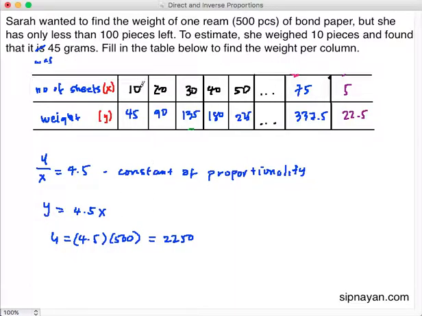Kung napanood nyo yung mga previous videos, para maging 500, i-multiply natin tong 10 by 50. We can get 500 pieces by multiplying by 50. And syempre pag i-multiply natin ng 50 para makuha yung 500, we also multiply this by 50. That's 45 times 50, which is also equal to 2,250.